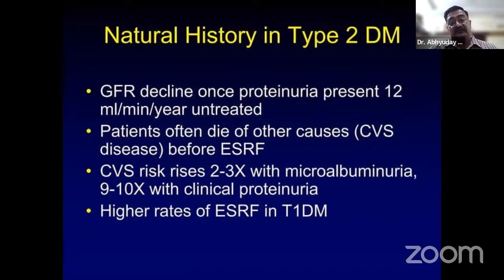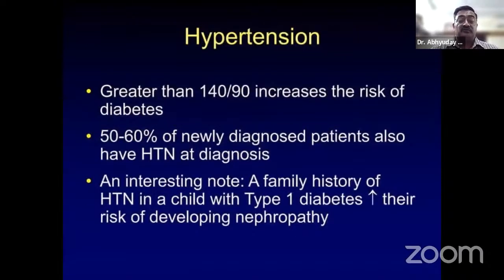Why? Because GFR declines once proteinuria is present, and the decline is to the tune of 12 ml per minute per year if it is left untreated. And patients die not because of end-stage renal failure, but of CVS complications. CVS complications rise 2 to 3 fold with microalbuminuria and 9 to 10 fold with clinical proteinuria. So it is very important to diagnose them at the stage of microalbuminuria or even earlier. So we have to take care of the modifiable risk factors.